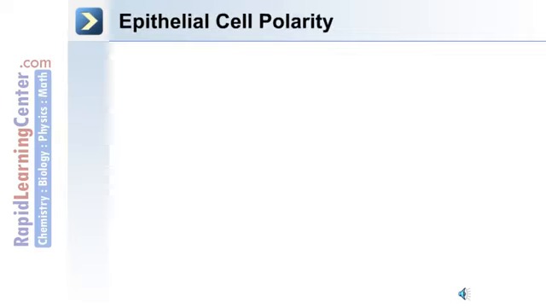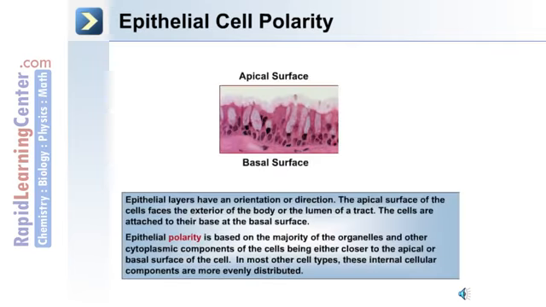Epithelial cells are unique. Unlike, for example, a red blood cell, epithelial cells have polarity. They have an apical and basal surface. They have an orientation and direction. The apical surface of the cell faces the exterior of the body or the lumen of a tract. The cells are attached to their base at the basal surface.